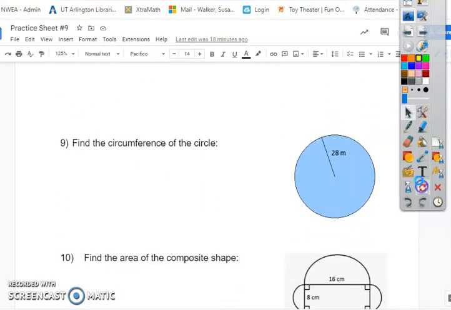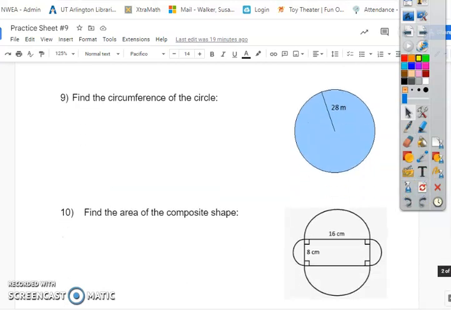Number 9, circumference. The only thing I'm going to do is put that we have the radius. Let's go on and write formula. Substitute. And solve. Okay.